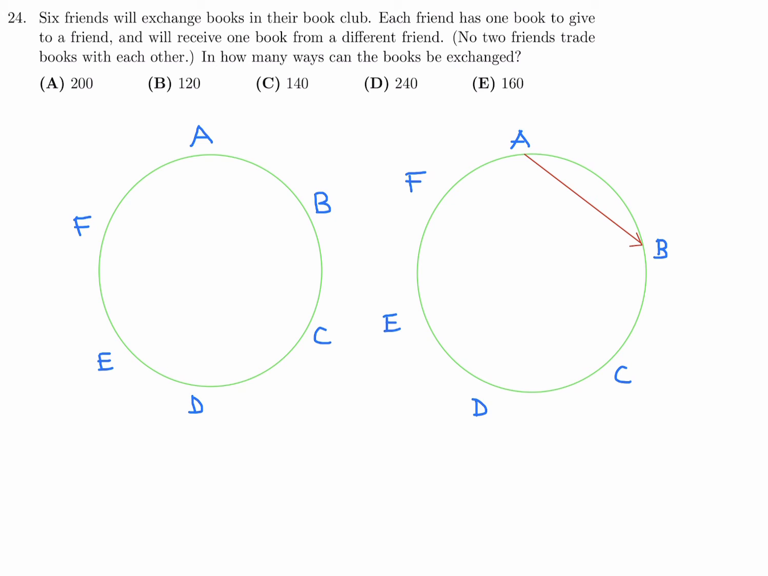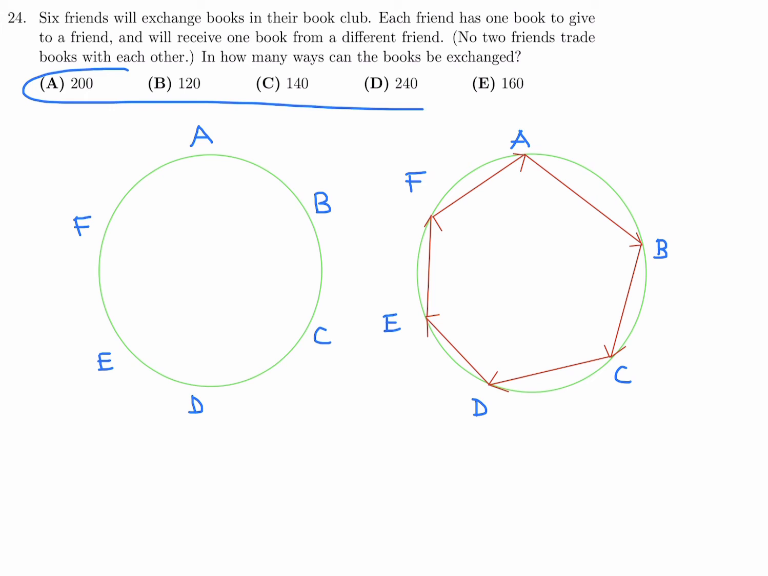So, okay, let's just keep going. B gives a book to C. C gives a book to D. Okay, you get the point here, I hope. D gives a book to E. E gives a book to F. And then finally, F gives a book back to A. This is a legitimate scenario where it's all just kind of going round and round. That's just one, though. One of many.